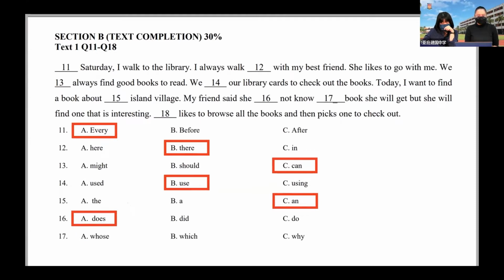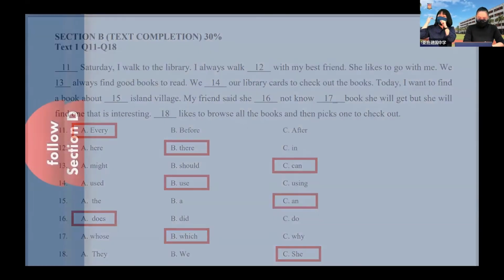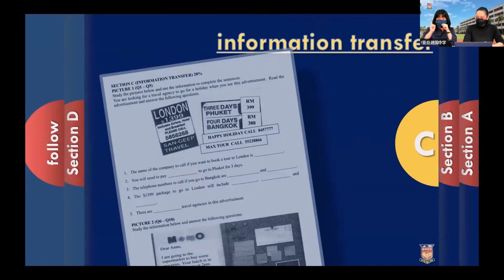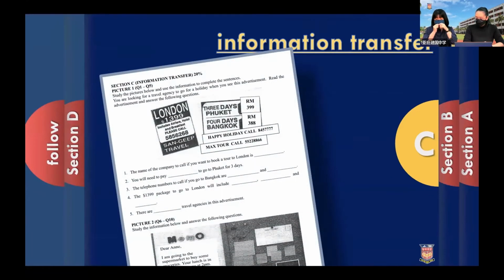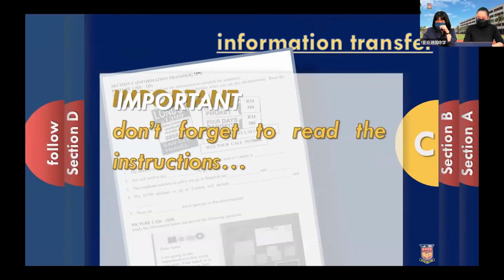Number 17. She does not know what? Which book she will get, because which is used to describe an item. And last one. What is the answer? She likes to browse all the books. Okay, very good. Okay, so now I hope you enjoy the game. Now we move to the second last section, which is the information transfer. All right, information transfer. Don't forget to read the instructions.